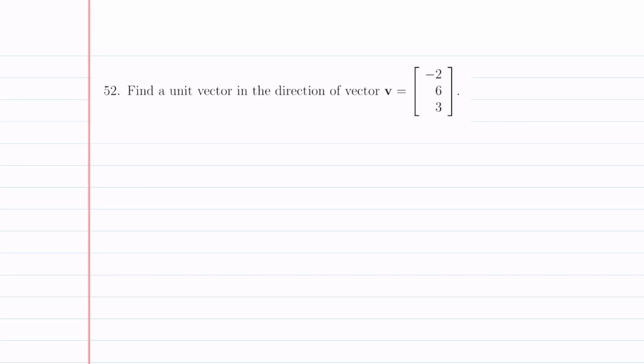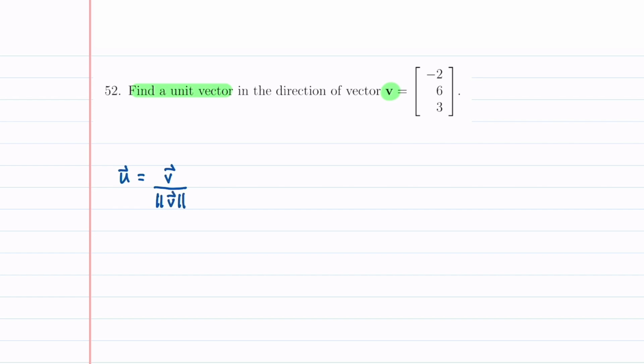In this question, we're asked to find a unit vector in the direction of vector v. Let's begin with a formula. A unit vector in the direction of a vector v is going to be u is equal to v divided by the magnitude of v. Dividing a vector by its magnitude gives the vector a length of 1.